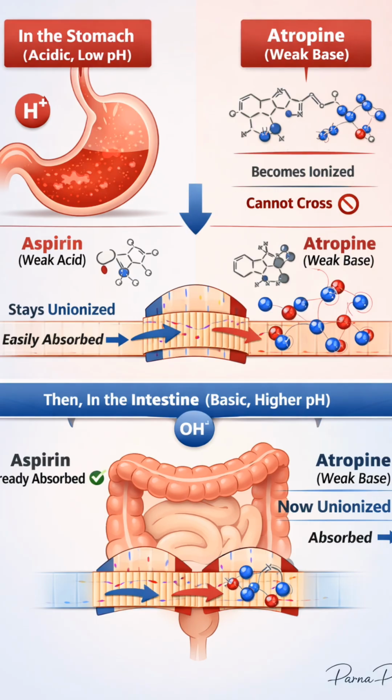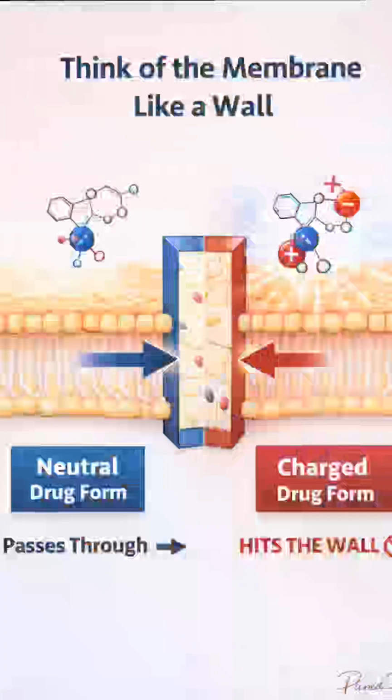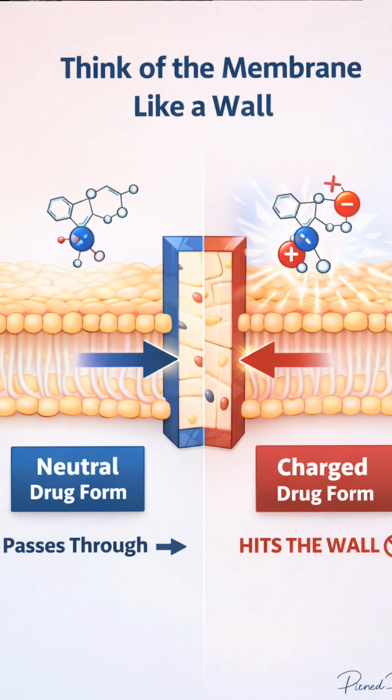So let's apply this. Take aspirin, a weak acid. In the stomach, which is acidic, it stays unionized, so it gets absorbed easily. Now atropine, a weak base: in the stomach it becomes ionized, so it cannot cross. That's why it waits until it reaches the intestine, where the environment is much more basic, and then it gets absorbed. Think of the membrane like a wall. If the drug is neutral, it passes through. If the drug is charged, it hits the wall and stops. So aspirin crosses the wall in the stomach, while atropine gets blocked in the stomach.